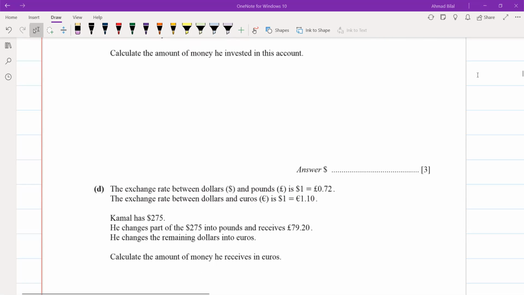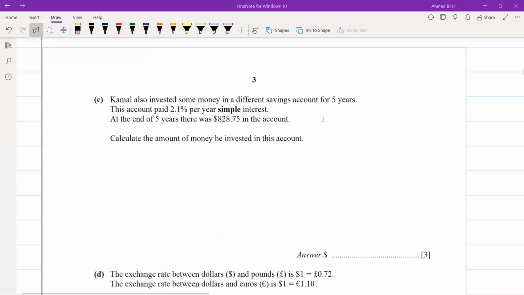Then you have part C of this. Kamal also invested some money in a different savings account for 5 years. Now, this account paid 2.1% per year simple interest. Okay, simple interest का क्या formula होता था? इसका हमारे पास interest का formula होता था PRT, whatever was the principal into the rate into the time. So at the end of 5 years, there was this much amount in the account. Calculate the amount of money he invested in the account.